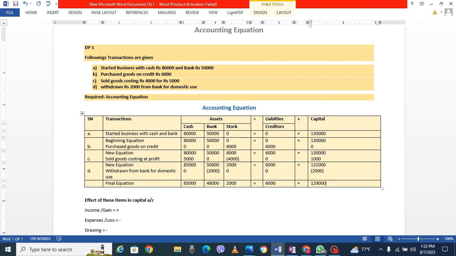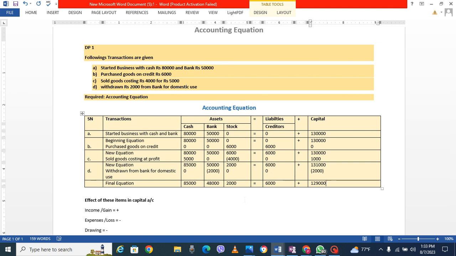So now if you go through the calculation of all these assets, liability and capital again, you will find assets equals liability plus capital. See here now, 85 plus 48 plus 2, that means it is 135, equals 6 plus 129, 135. So in every step you can check whether it is wrong or right. So hope you all have got it.